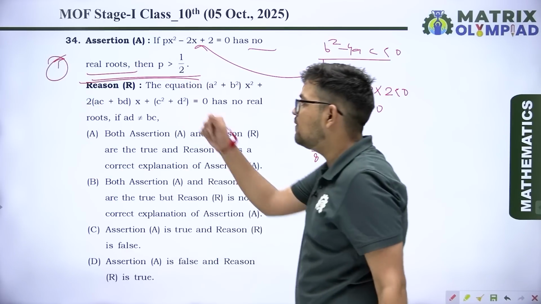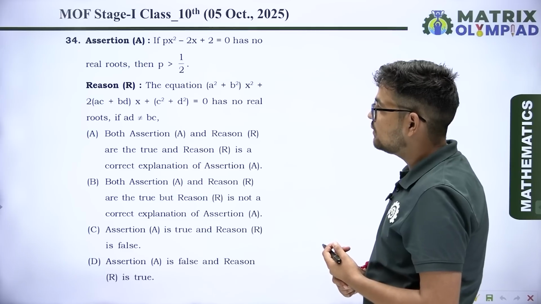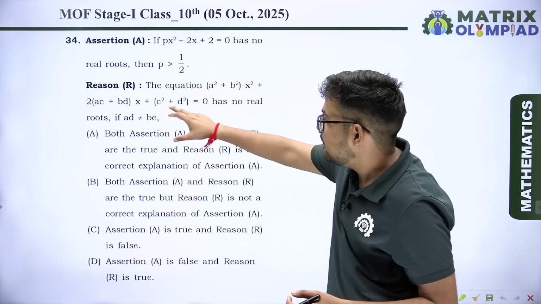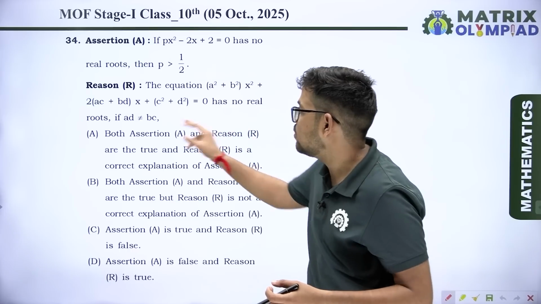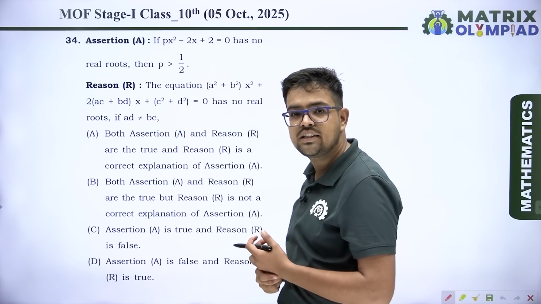And after that we will check the reason. The equation (a square plus b square) x square plus 2(ac plus bd) x plus (c square plus d square) has no real roots if ad is not equal to bc. First of all, check it: is it correct or not?